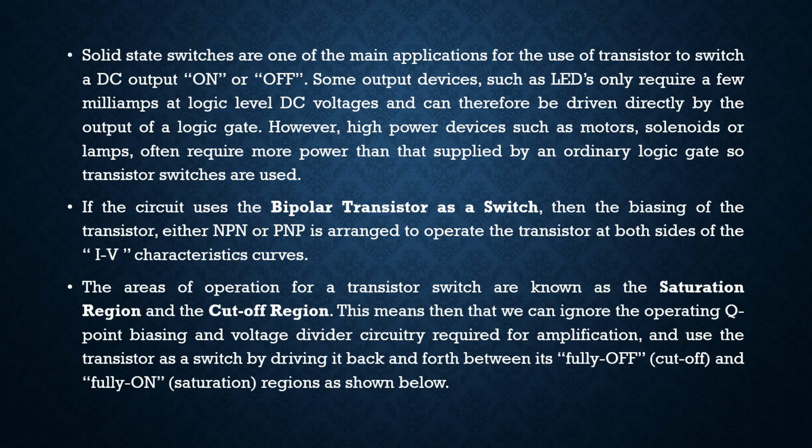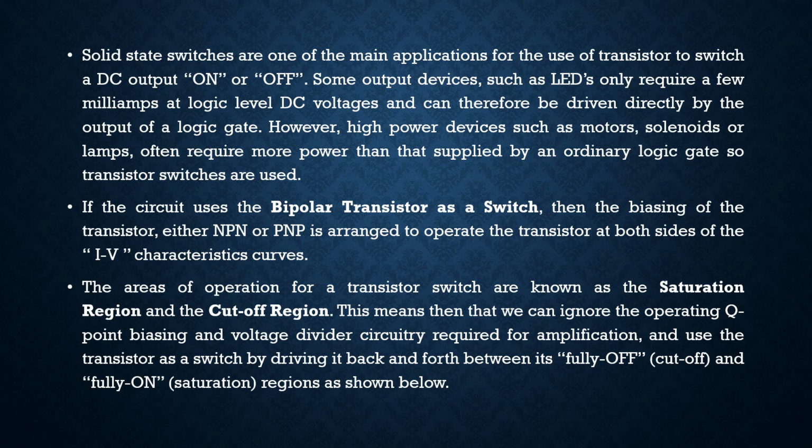Some output devices such as LEDs require a very few milliampere at logic level DC voltage and therefore can be driven directly by the output of a logic gate. However, high power devices such as motors, solenoids and lamps often require more power than that supplied by an ordinary logic gate. So transistor switches are used.